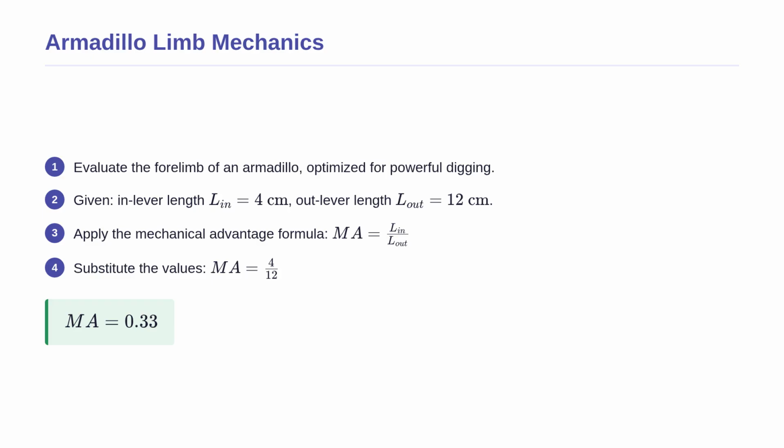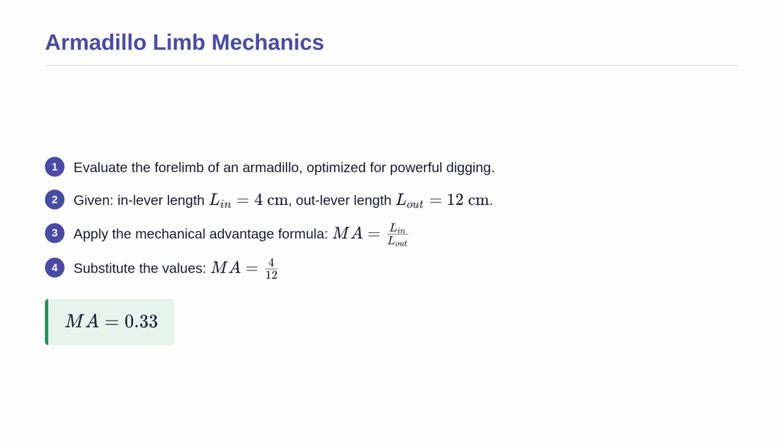Now, let us contrast the cheetah with an armadillo, which is a powerful digger. For the armadillo, we are given an in-lever distance of 4 centimeters and an out-lever limb length of 12 centimeters. Again, we are asked to find the mechanical advantage. We use the exact same formula, dividing the in-lever by the out-lever. Substituting the values, we divide 4 by 12. Our final answer is 0.33.